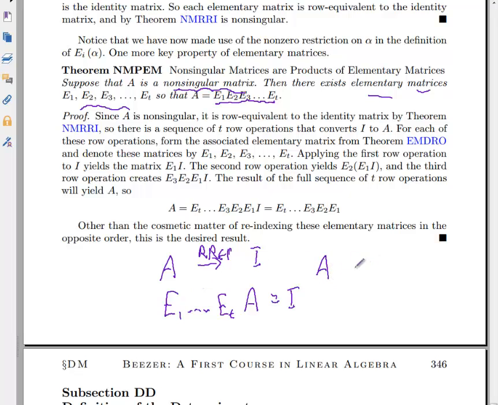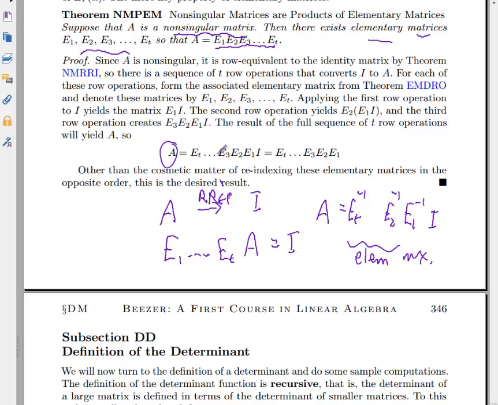So I can write A as equal, if I multiply both sides by E1 inverse, I'll get E1 inverse. And then if I multiply both sides by E2 inverse, I'll get E2 inverse, then E3 inverse, E4 inverse, all the way up to ET inverse. So I can get A as the product of these inverse elementary matrices times I. But the inverse of an elementary matrix still corresponds to a row operation, so these are still elementary matrices. So any non-singular matrix can be written as the product of elementary matrices.